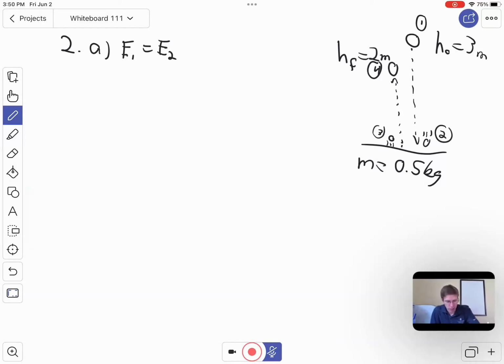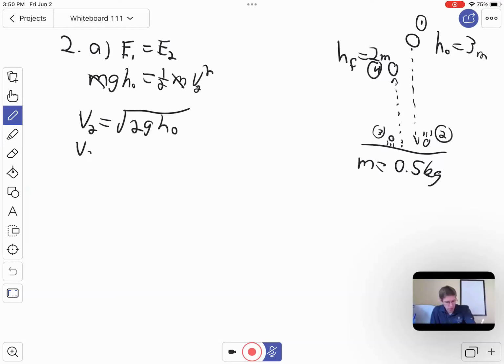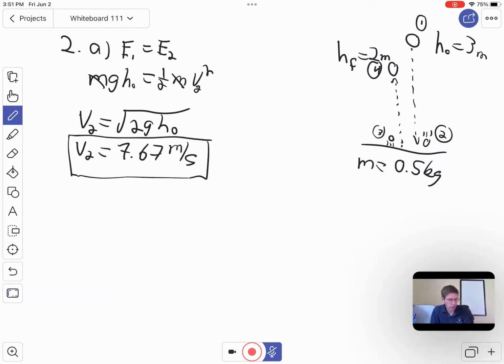So that means that the energy at point 1 is just going to be mg h initial, and that should be equal to 1/2 m v2 squared, the velocity at point 2. So we can actually solve for v2, and it will just come out to be equal to the square root of 2g h initial, or v2 equals, I think it comes out to 7.67 meters per second, plugging in the values that were given. Box worthy for sure.